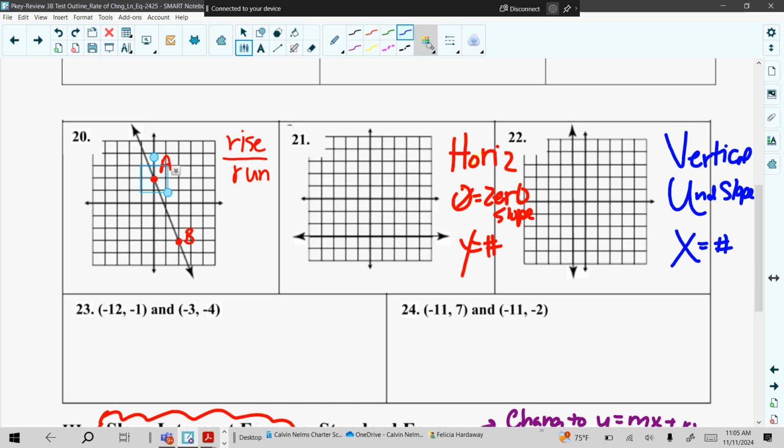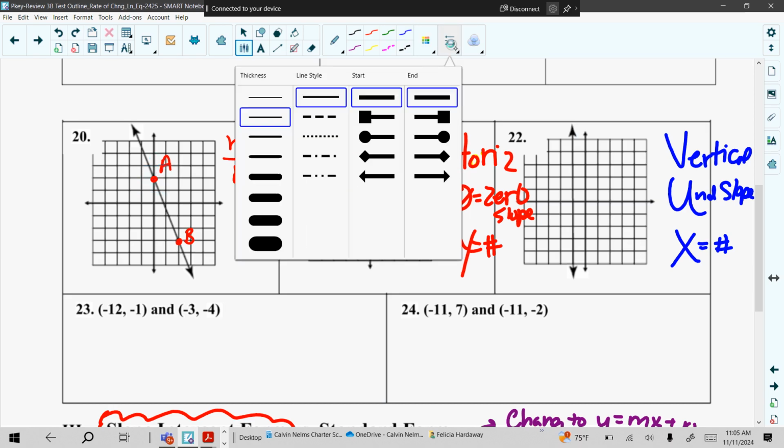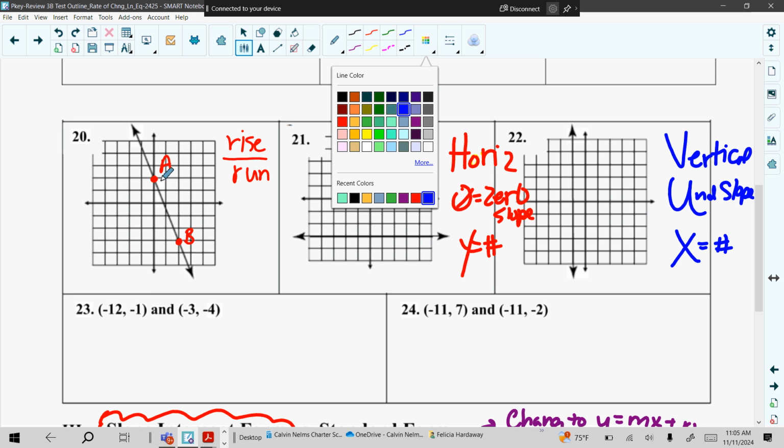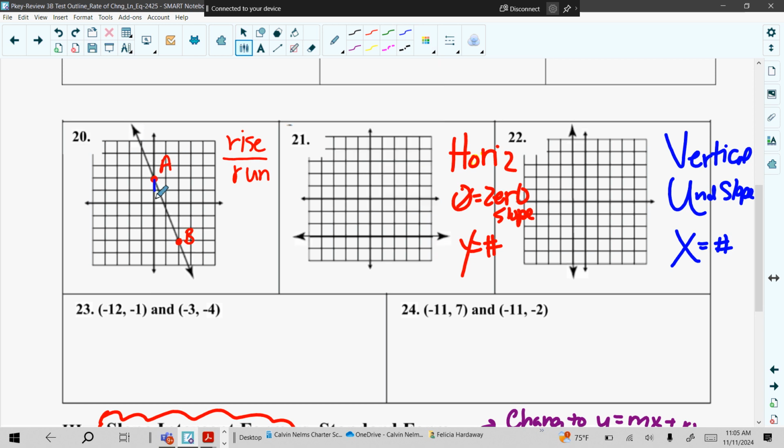A couple things, guys, when you're looking at the graph right off the bat: what type of slope is this? Yeah, it's a negative. So you're going down 5, that's -5, and then you're making a right 2. So it's -5/2. That's the answer. Yep, it comes out to be -5/2.